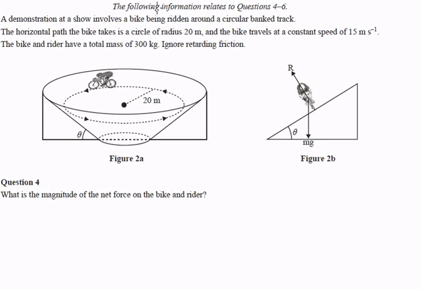A bicycle going around a circular track. It's on an angle, but it's still centripetal motion. It's in a circle. Centripetal motion. Alright.